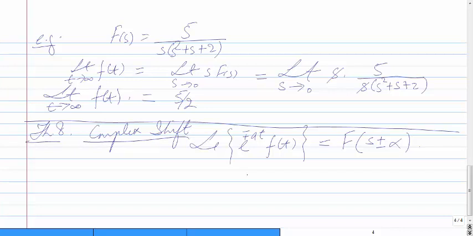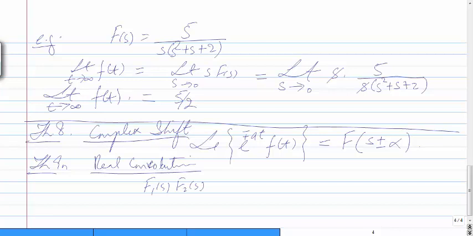The last theorem, also needed for completion, is real convolution. As you know, the convolution integral is a complex manipulation. In the frequency domain, multiplication F1 times F2 is equal to the Laplace transform of the convolution of f1 with f2 of t. So this is another benefit we get when we use the Laplace transform. This is what we have in theorems.